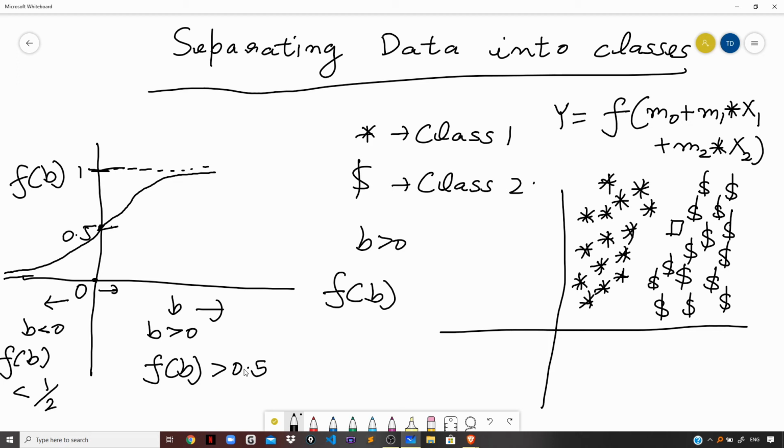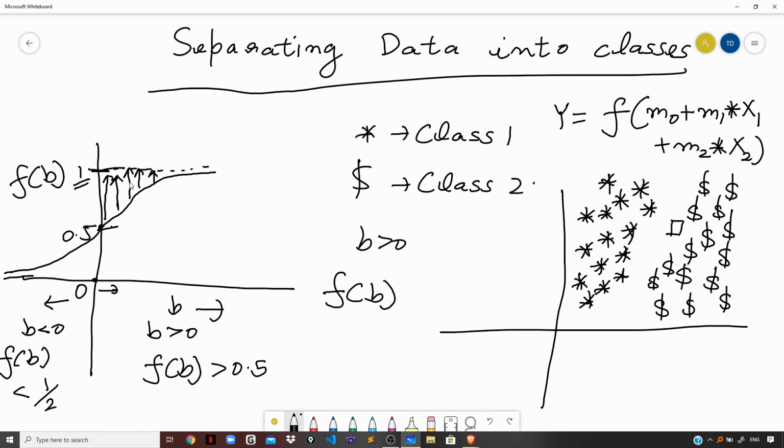And I earlier told you that f represents the probability that you are estimating. So from the two conditions, you can say that if b is greater than 0, then there are higher chances for the data point to lie close to 1 or class 1. So if b is greater than 0, there is a higher chance that these points will approach 1.